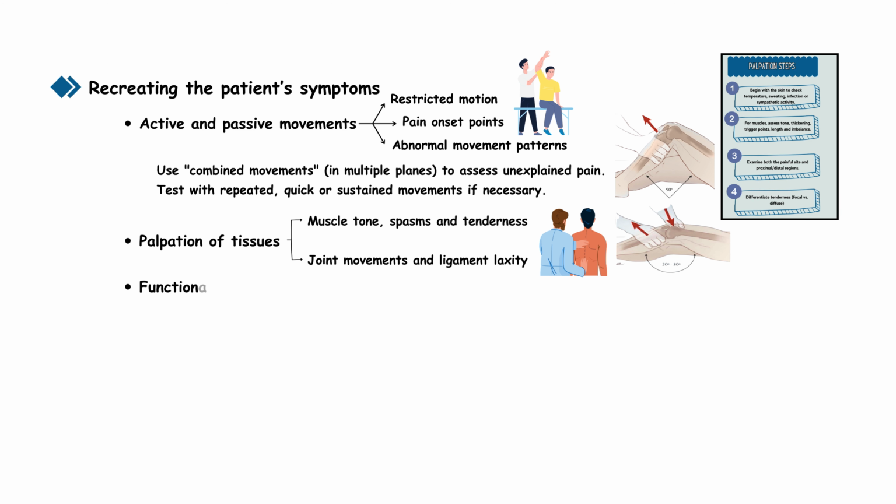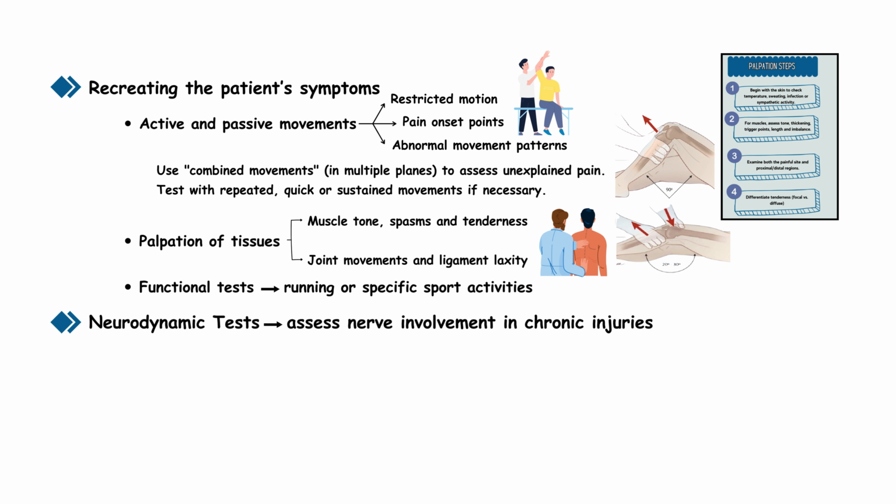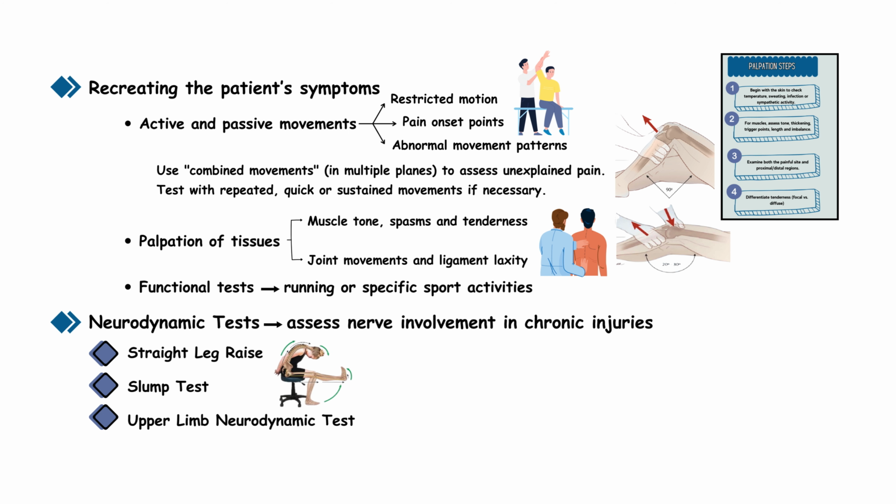Functional tests like running or specific sports activities help pinpoint the root cause. Neurodynamic tests assess nerve involvement in chronic injuries. Common tests include straight leg raise, slump test, and upper limb neurodynamic test.